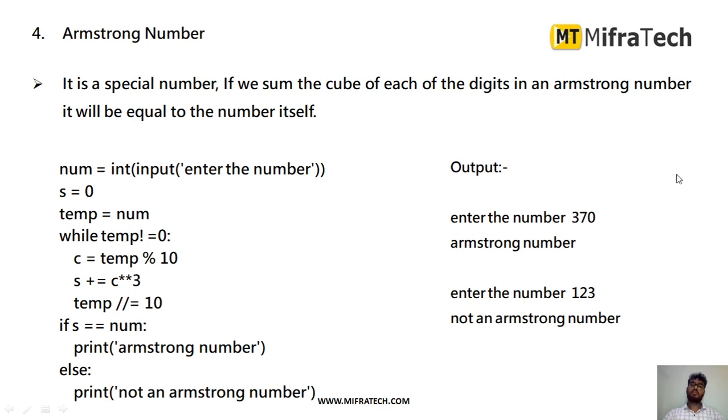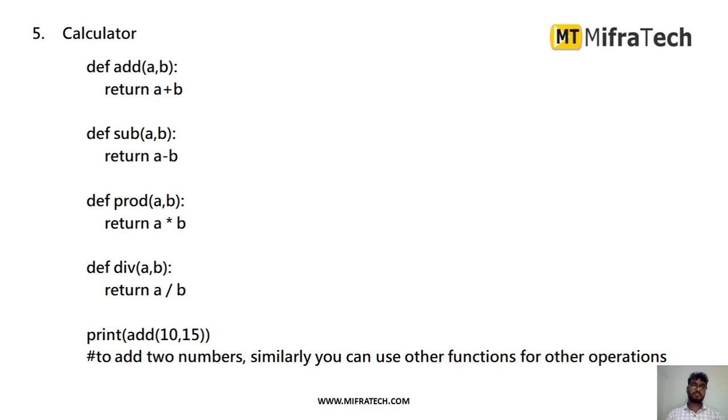So we'll see what output we get. First it will ask to enter the number. Here I have entered 370. So my output will be Armstrong number, because 370 is an Armstrong number. You can check it. In the next example, I have entered 123. So it is not an Armstrong number, and my output will be not an Armstrong number. This is how the Armstrong number program will work.